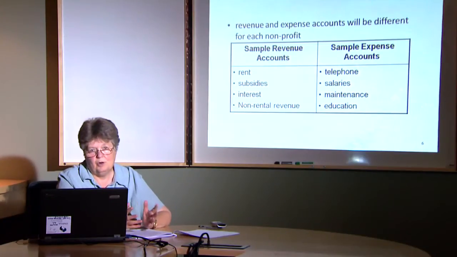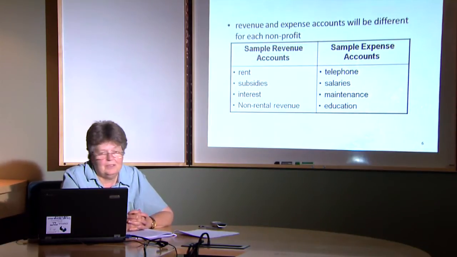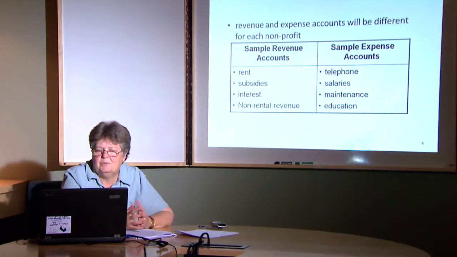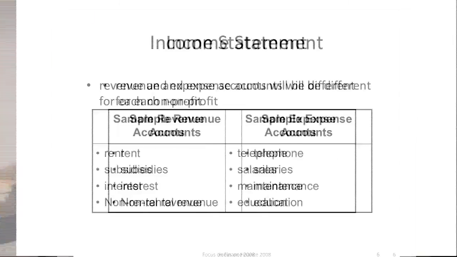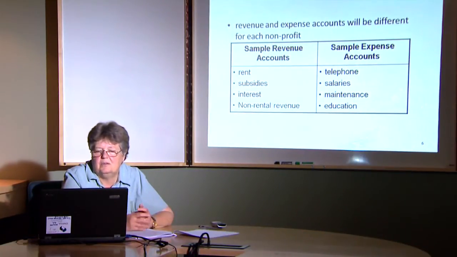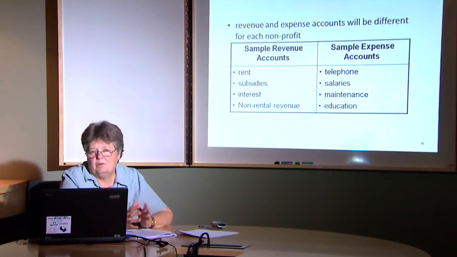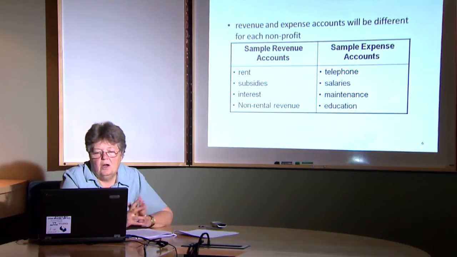The income statement is what most of you, I think, are familiar with. We all have our home accounts and basically every year have to figure out whether or not we've got enough money coming in to cover it. And that's what the income statement does. It's the revenue and it's the expense accounts. They vary a lot among nonprofits, but mostly ours will have rents, subsidies, interest, non-rental revenue. On the expense side is things like telephones, salaries, maintenance costs, education costs, also replacement reserve costs. The act that we're under requires us to put aside an annual amount for the replacement reserves that's expensed.